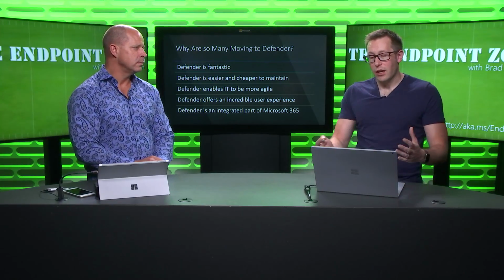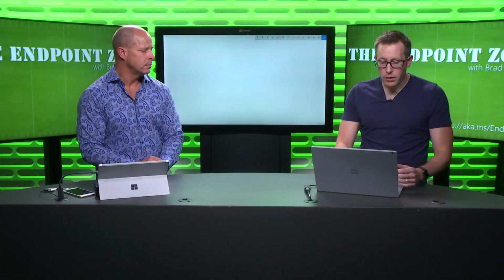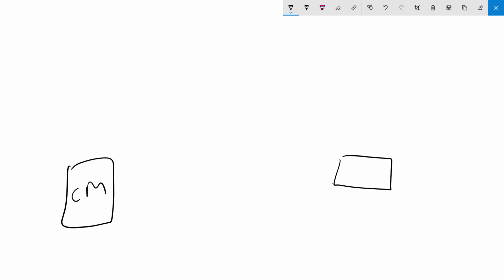So let's start to actually whiteboard a little bit of what this looks like from an architecture point of view. So we start off and we've got a ConfigMan server, which is in our on-premises environment. And obviously our ConfigMan server is going to be talking to some kind of client. Let's draw a laptop over here.